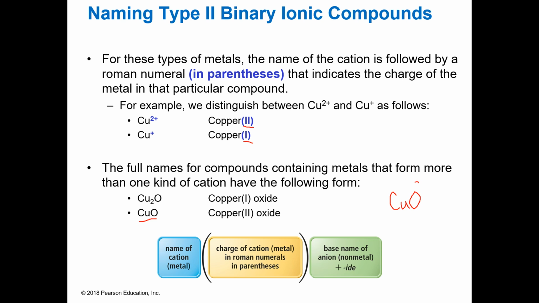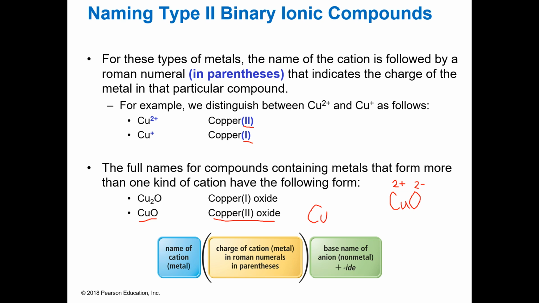Oxide, we know is in group 6, and it carries a -2 charge. I have 1 copper here, so that 1 copper has to have a 2 plus charge in order for them to balance out to be neutral. So then the name of this would be copper(II) oxide.